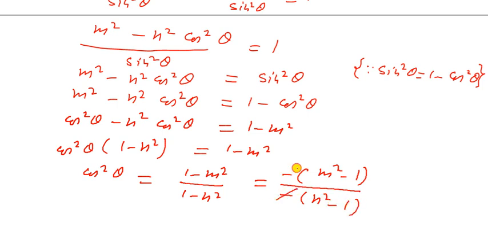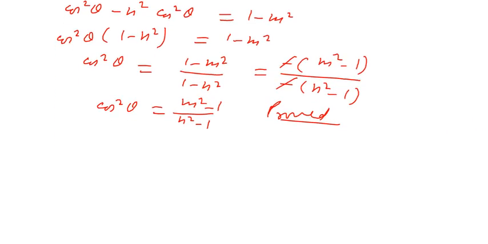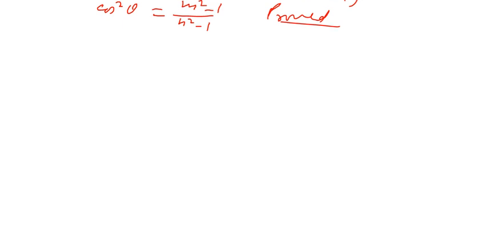Otherwise you can take the negative sign as common, so we get m square minus 1, and the negative here is common, so n square minus 1. So minus minus will be cancelled out. So we get cos square theta is equal to m square minus 1 upon n square minus 1. Hence proved.